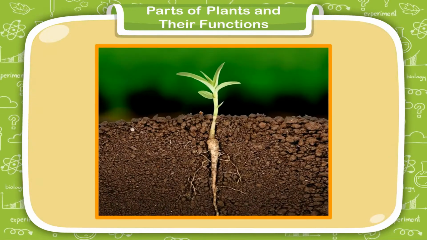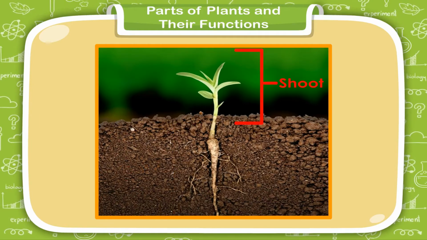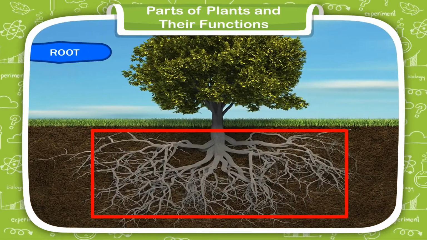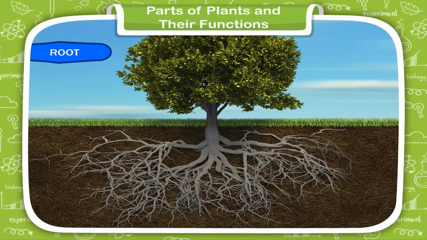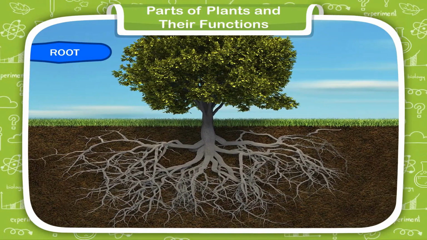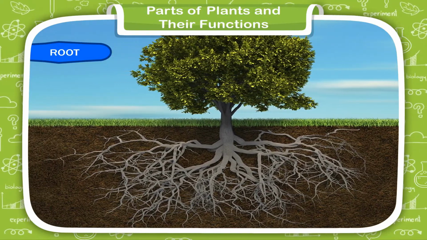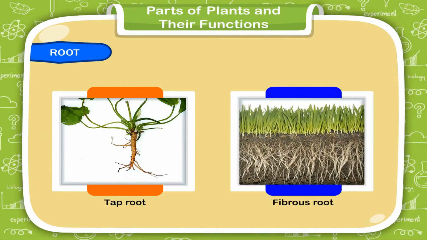A plant has two main parts: the root, which grows under the soil, and the shoot, which grows above the soil. Root. Root is the part of a plant which grows under the soil. Different plants have different types of roots. There are two types of roots: taproot and fibrous root. Some plants have taproots, while some have fibrous root.